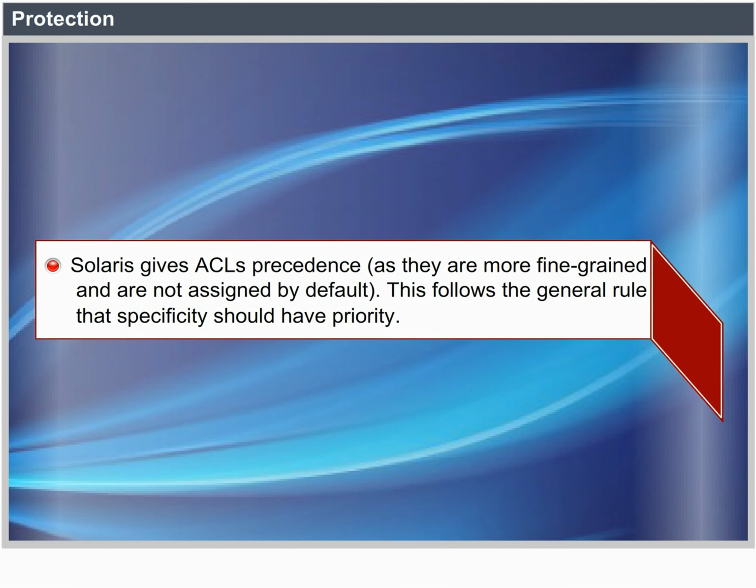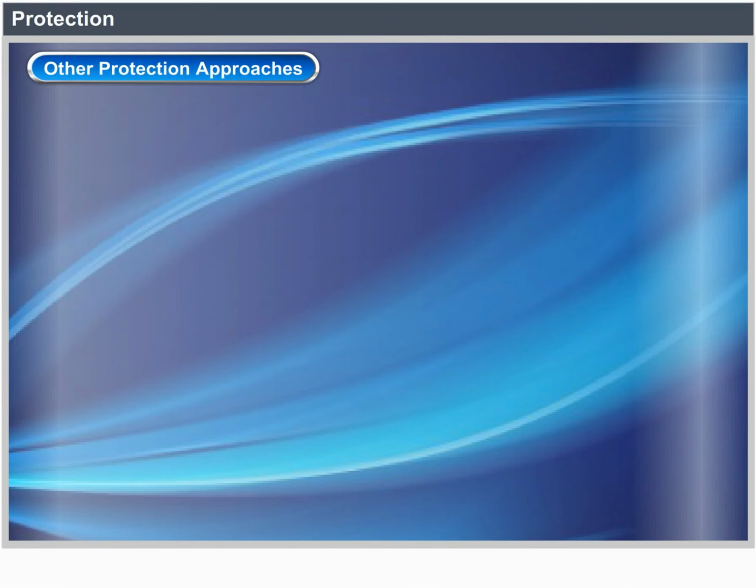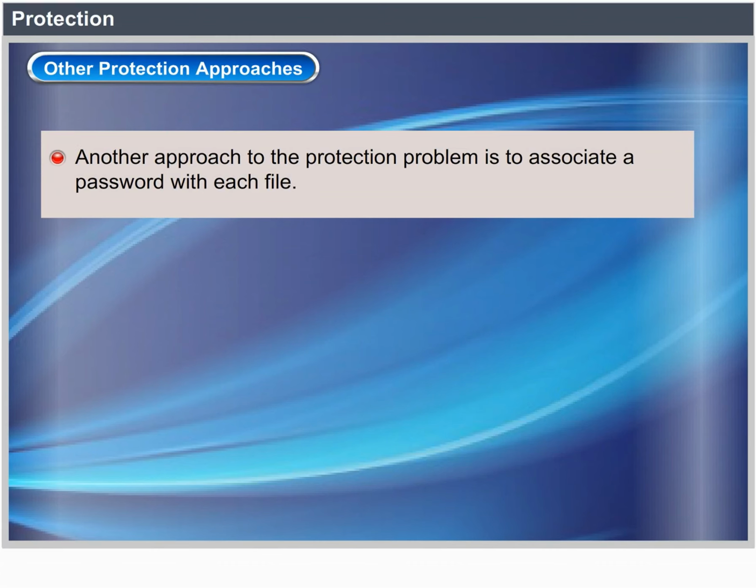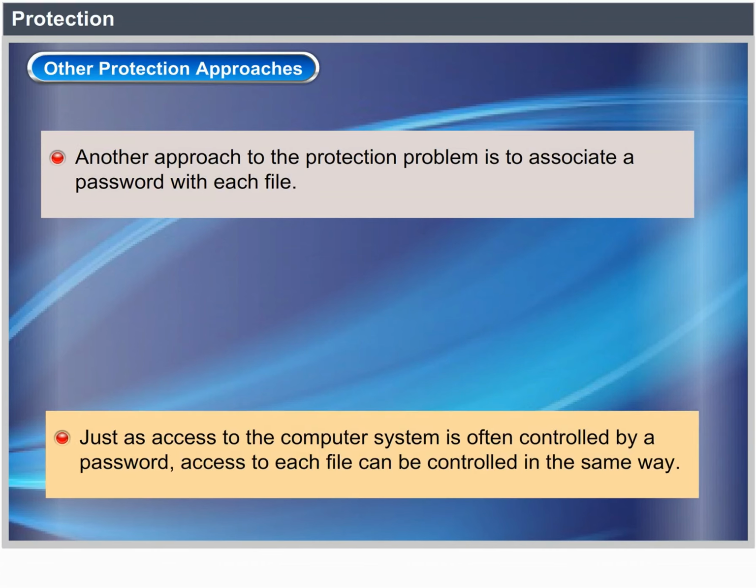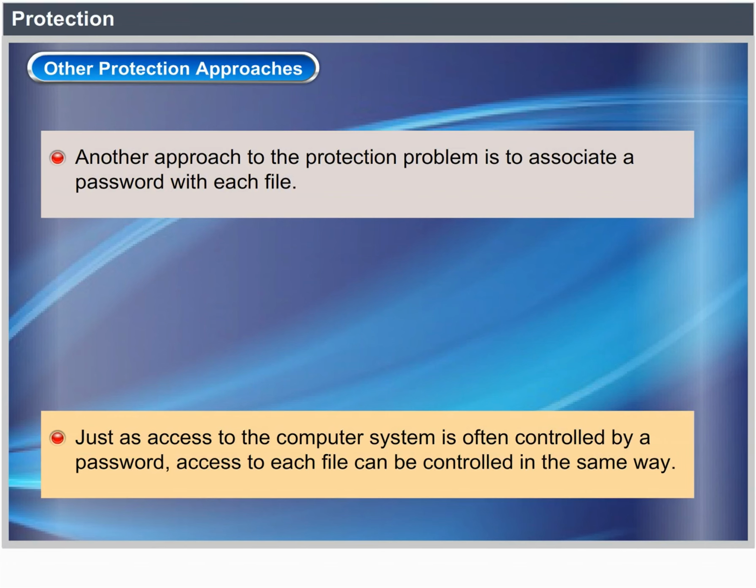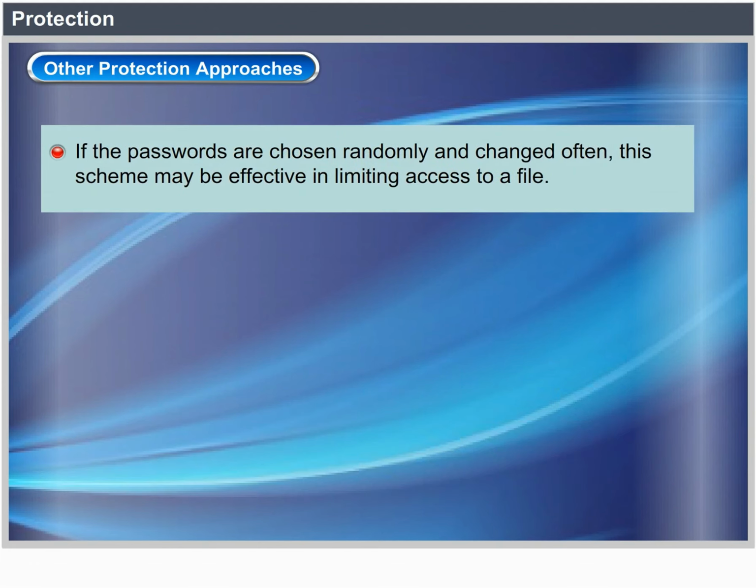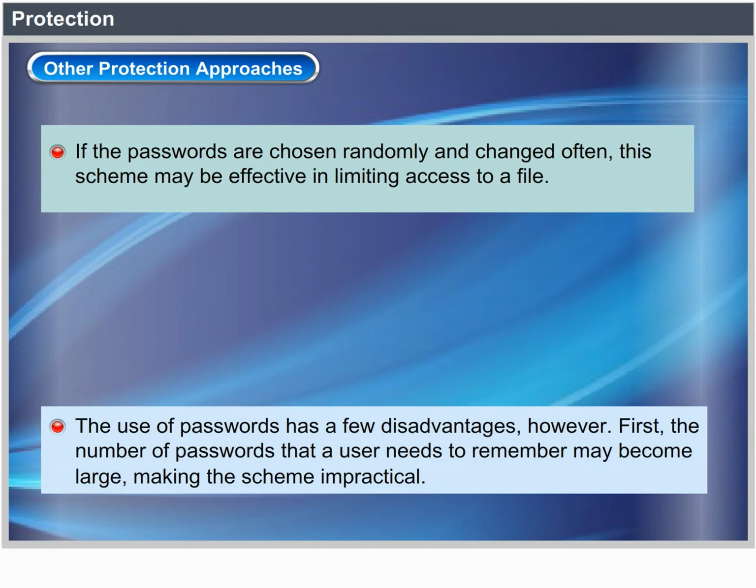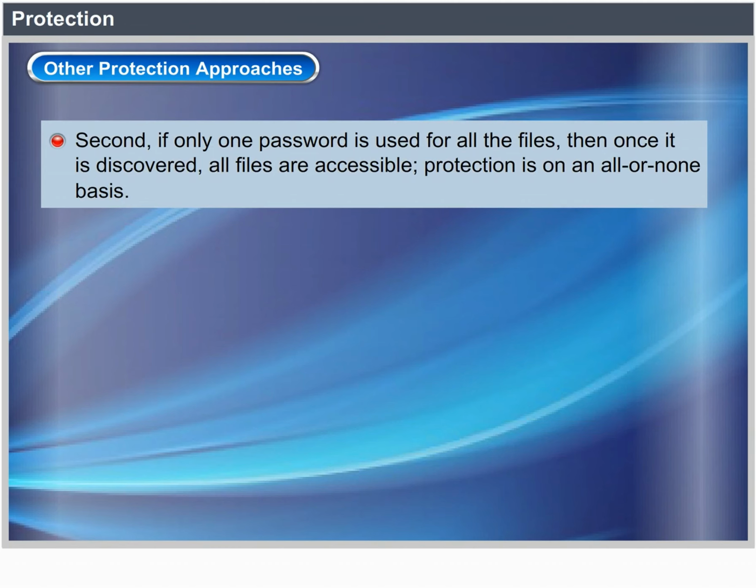Other protection approaches. Another approach to the protection problem is to associate a password with each file. Just as access to the computer system is often controlled by a password, access to each file can be controlled in the same way. If the passwords are chosen randomly and changed often, the scheme may be effective in limiting access to a file. The use of passwords has a few disadvantages, however. First, the number of passwords that a user needs to remember may become large, making the scheme impractical. Second, if only one password is used for all the files, then once it is discovered, all files are accessible; protection is on an all-or-none basis.